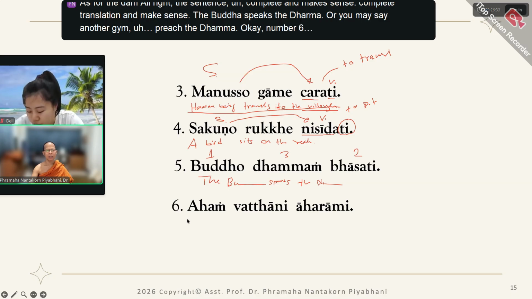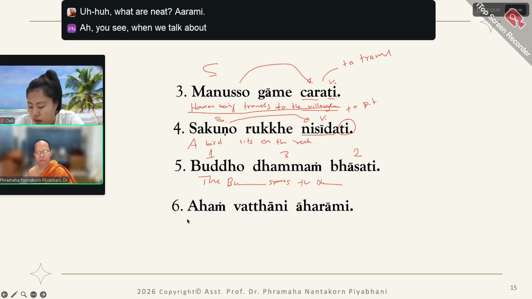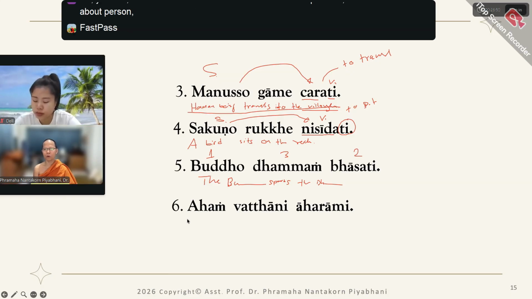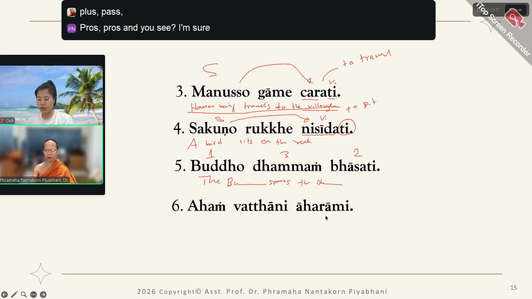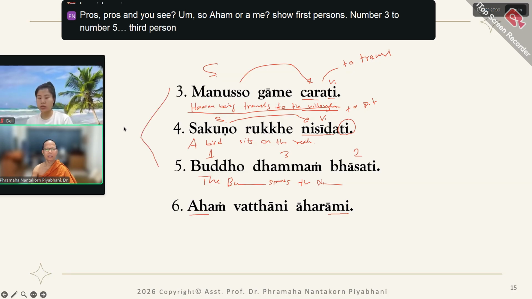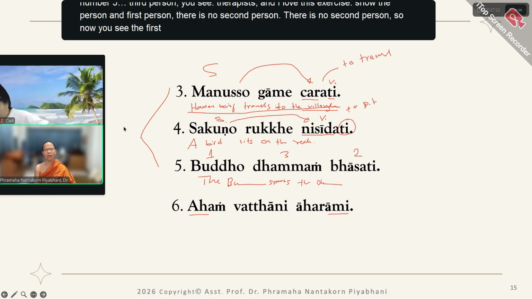Okay, number 6. Vattami. Aharami. When we talk about persons, first person. Show which person now? First person, you see. Numbers 3 to 5 show third person. All of this exercise shows third person and first person. There is no second person. So now you see the first person.